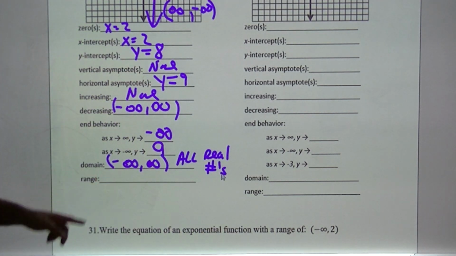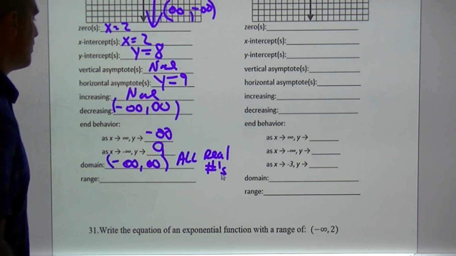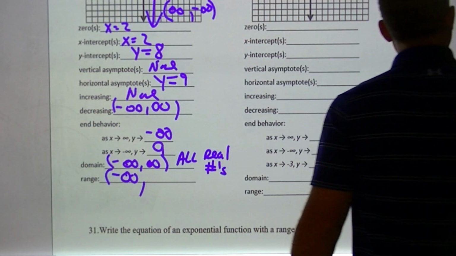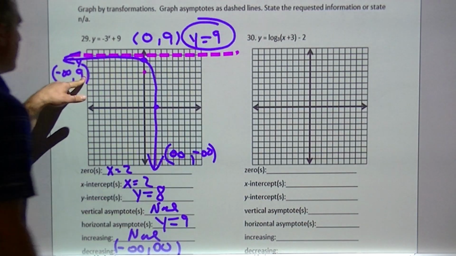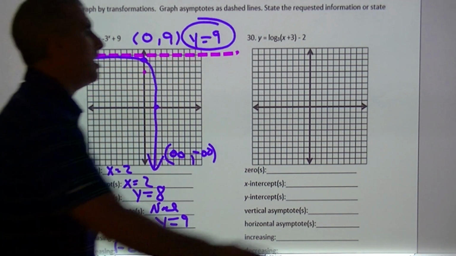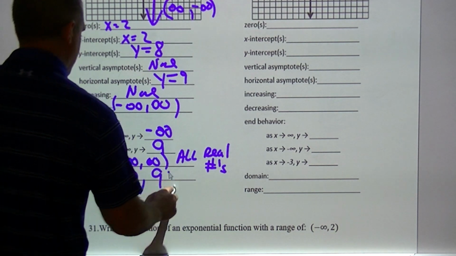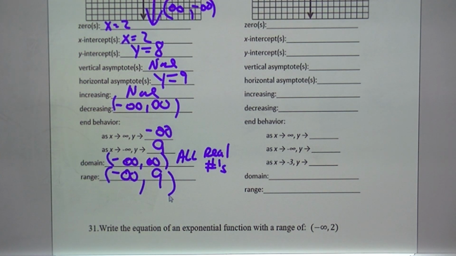Now, my range, my smallest y value is negative infinity. My biggest y value is 9. Since 9 comes from this dashed line, I can write 9, but that 9 is going to be curved because it comes from the asymptote.